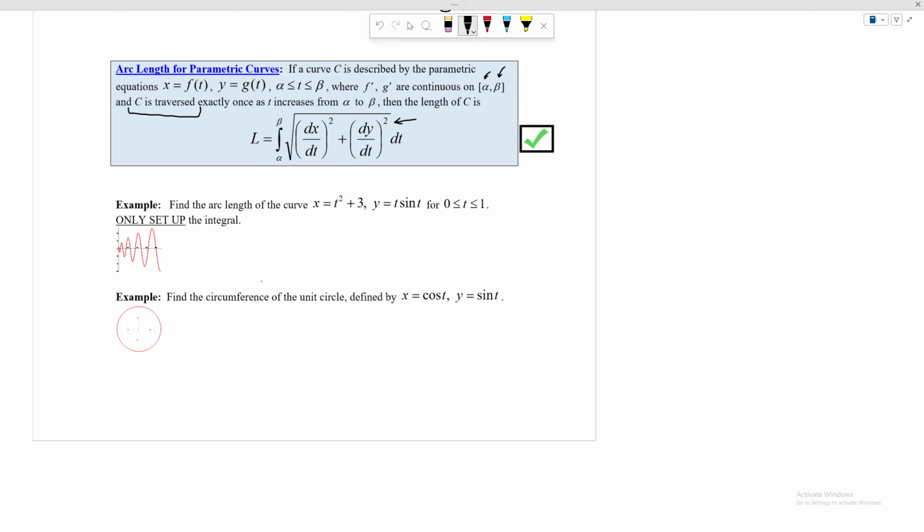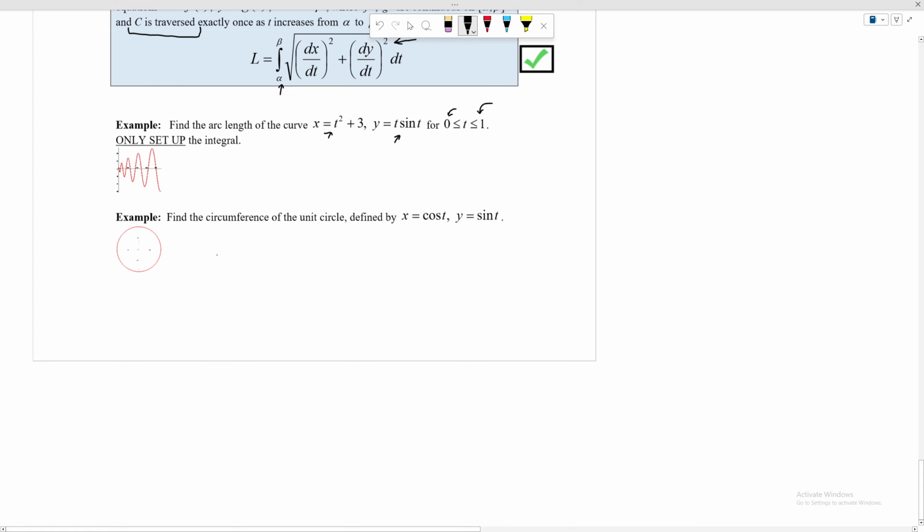Find the circumference of a unit circle. What you'll do here is basically just substitute in here, and you take the bounds, and that's about it. You see here, they already give you the bounds. And you just have to get your dx/dt for this one and square it. You want to get your derivative of this one and square it, and you add them up and put them in a root, and then take your integral, and that will give you the length. Only set up the integral. Yeah. So that's one thing.